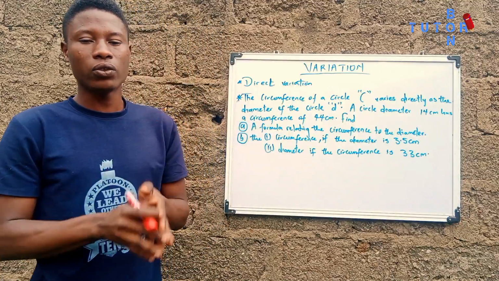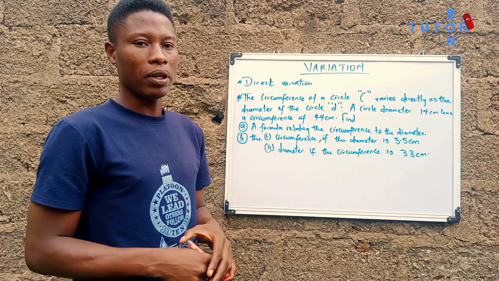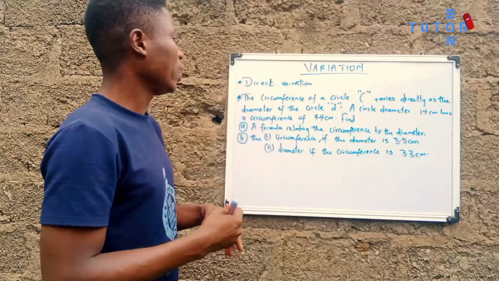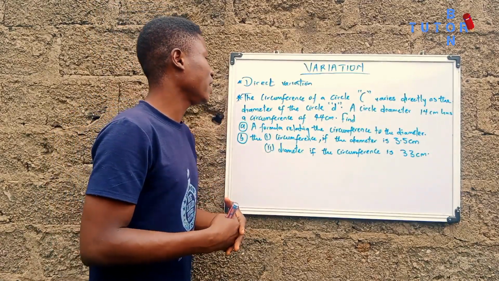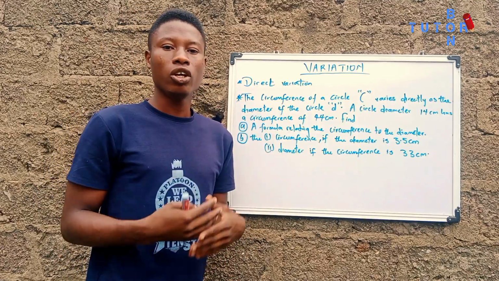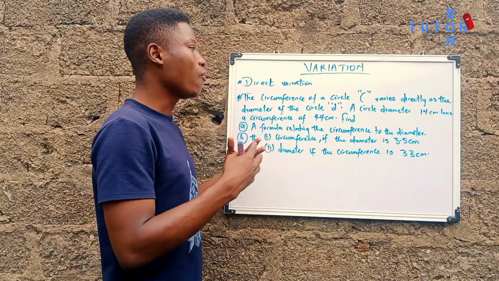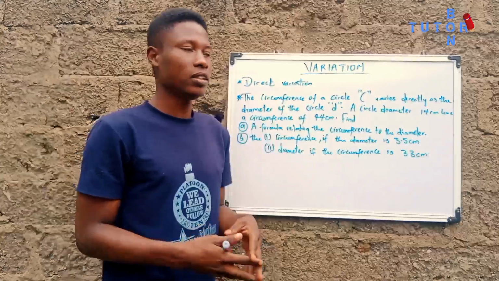This is a very good example on direct variation. And how do you go about this? Firstly, when they say C varies directly as the diameter of a circle D, that is, C is directly proportional to D. This is the first thing you do. We have what we call a proportionality sign.